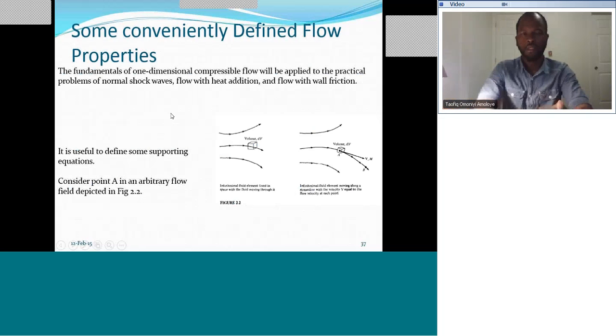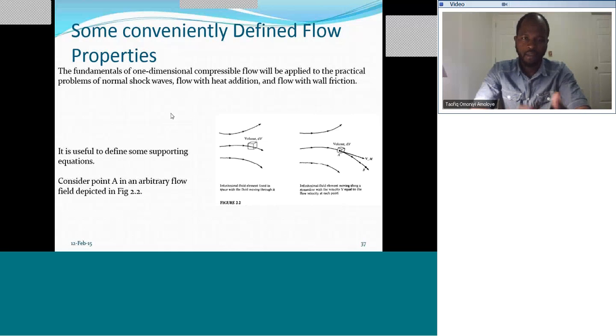So in the last class, in the previous slides, we were looking at the derivation of the governing equations for one-dimensional flows. And then we said an example of such a one-dimensional flow is the flow through a normal shock wave. Moving forward, we'll be looking at the application of such equations to the practical problems of normal shock waves, flows with heat addition, and flows with wall friction.